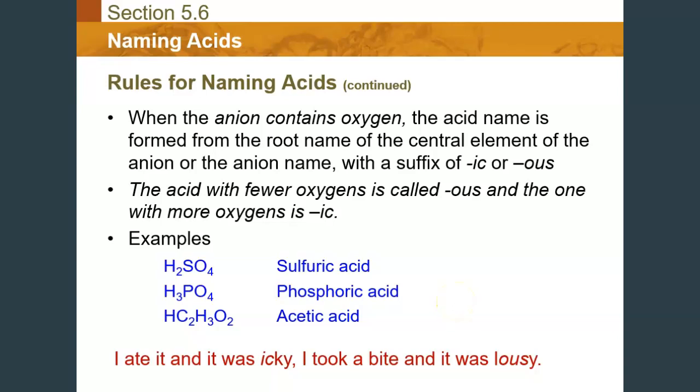Here's a mnemonic device, which I put on your note sheet as well, for naming acids that I came up with. I ate it and it was icky. So if your polyatomic ion ends in ate, it becomes IC. If it ends in ite, it becomes OUS. So: I ate it and it was icky, took a bite and it was lousy.